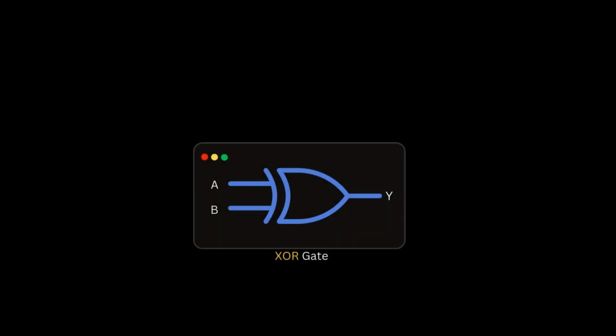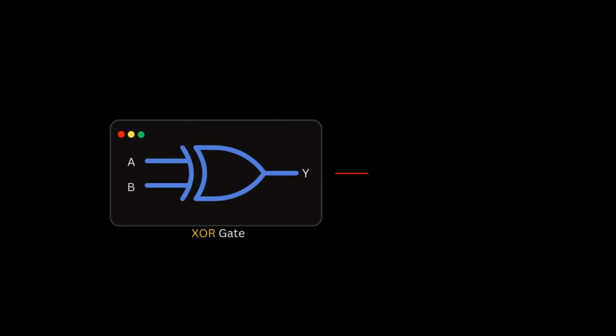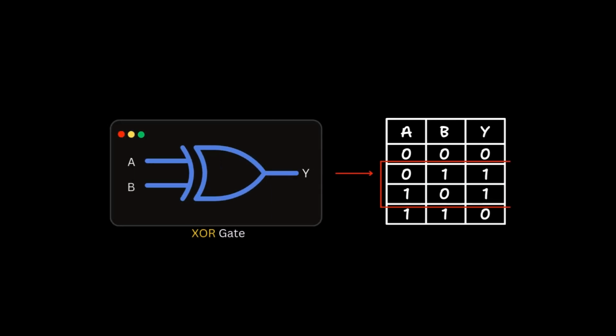One important gate in coding is the XOR gate, written as A ^ B. This gate outputs 1 only if A and B have different values. We'll discuss how XOR is used for data encryption later on.